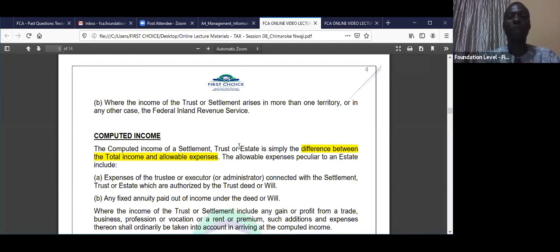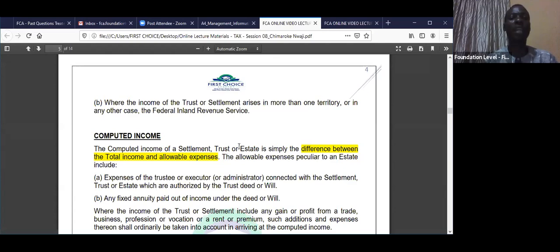So that is one of the terms we are going to be seeing, computed income. The term computed income of an estate or trust or settlement is the difference between the total income and allowable expenses. And so there will be a total income. Remember, when you are creating the account for the deceased, you are going to bring all income from all sources.